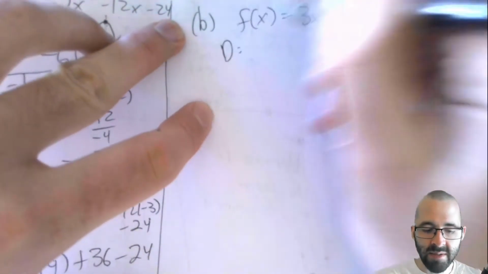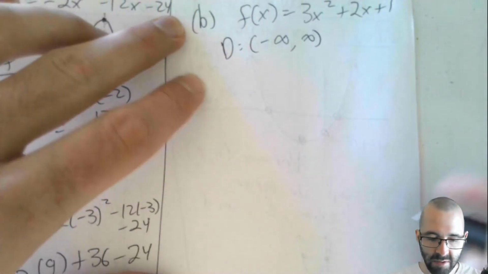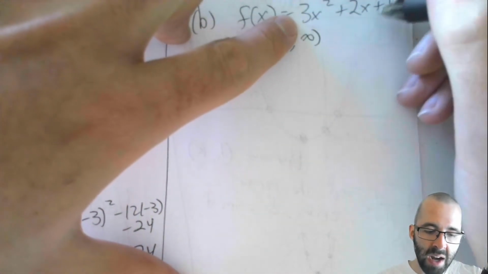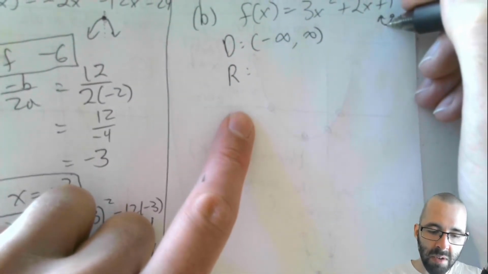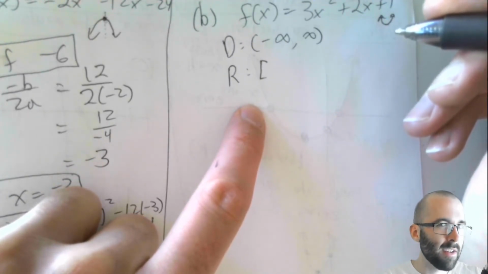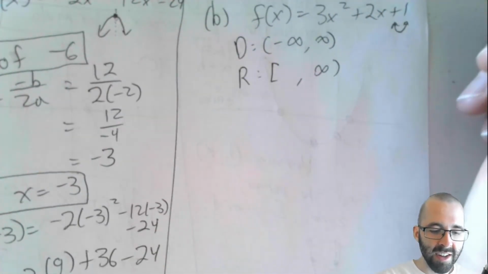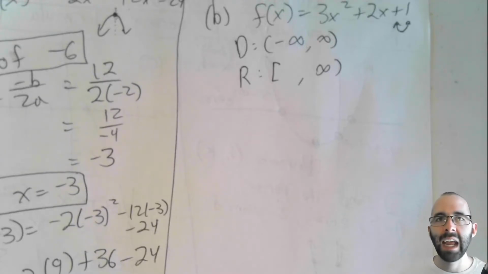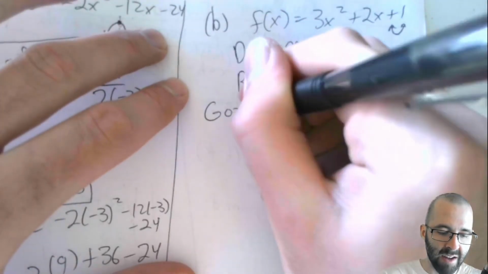Again, domain, easy. I know the domain of any quadratic. Negative infinity to positive infinity. The range, well, this one, a is positive, right? The parabola opens up. So the minimum is k. And the maximum is infinity. Unfortunately, this is in general form, not standard form. I don't know k. We got to find it.